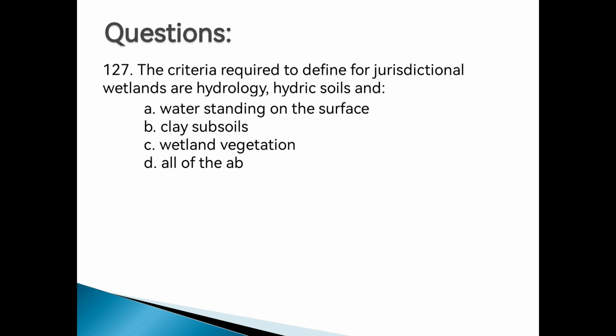Question 127. The criteria required to define jurisdictional wetlands are hydrology, hydric soils, and A. Water standing on the surface, B. Clay subsoils, C. Wetland vegetation, D. All of the above. The correct answer is C. Wetland vegetation.